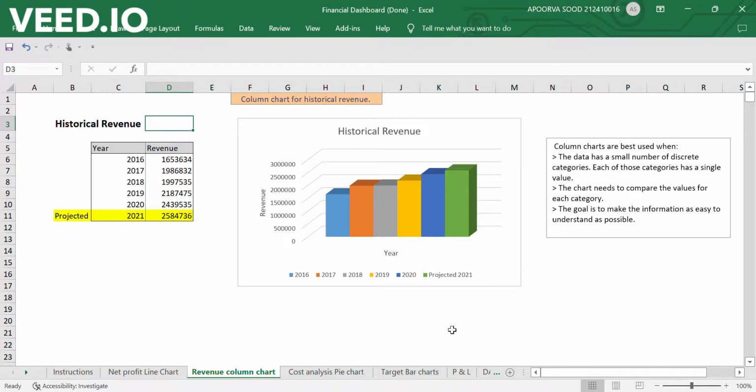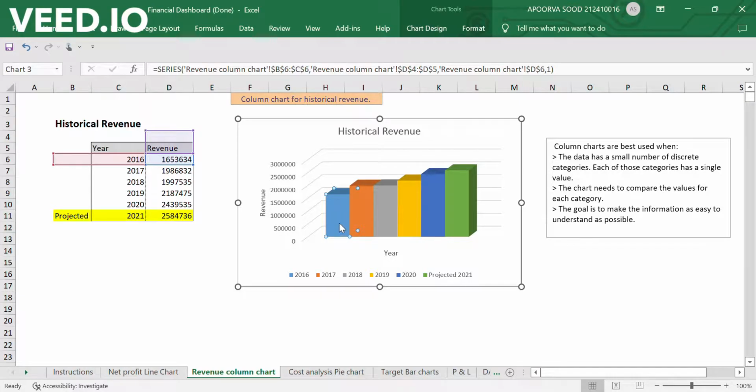Moving on, I plotted a column chart based on the year and revenue columns. Here I took year on the x-axis and revenue on the y. So basically column charts are used when the data has a small number of discrete categories, and each of those categories has a single value. So here you can see that whenever we click on a bar, the corresponding values are highlighted in the table.